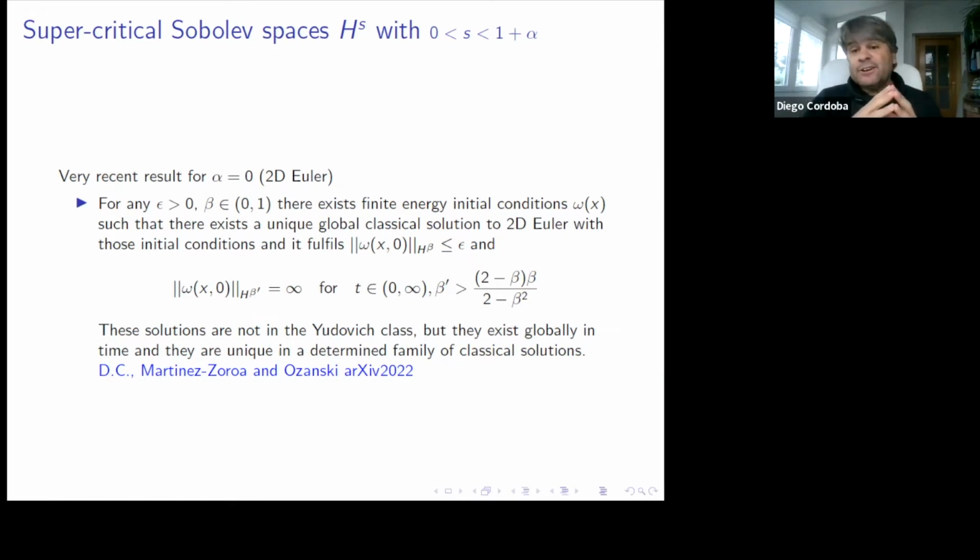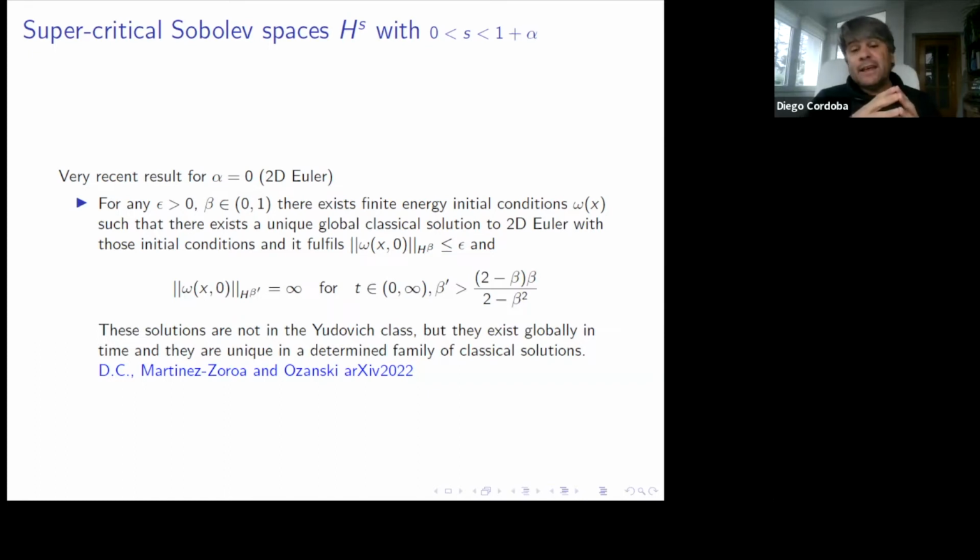And then there exists initial data with those properties such that instantly after 0, the H beta prime norm blows up, and beta prime is a number smaller than beta, bigger than 0, that satisfies that inequality. Beta prime is any quantity bigger than (2 minus beta) times beta divided by (2 minus beta) squared.